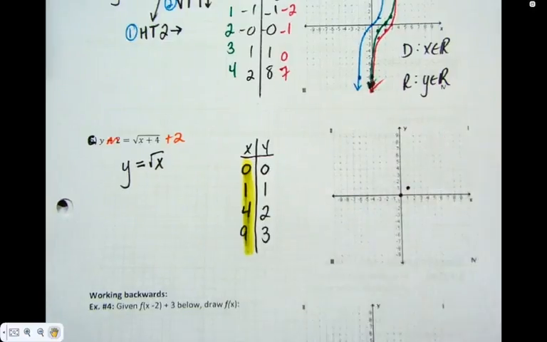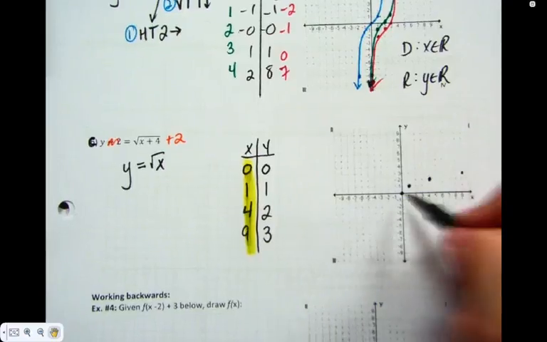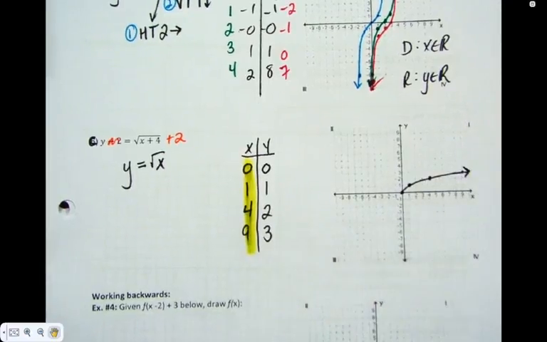1, 1, 4, 2, 9, 3. He is half a parabola turned sideways. We call him the swoop.